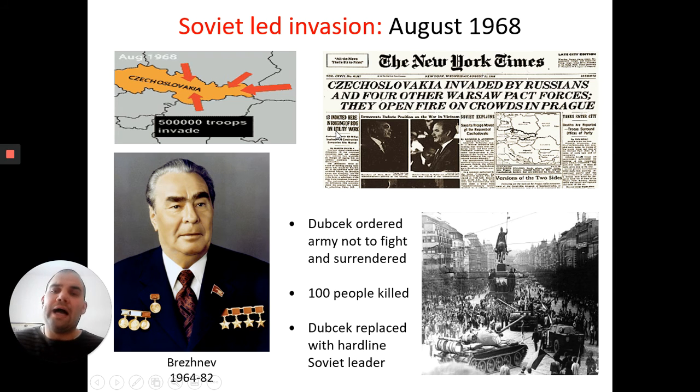When they invade, Dubček very quickly realizes that the Czechoslovakians have no chance of resisting the invasion, so he orders the army not to fight. 100 people are killed in protests anyway, so as the Soviets march on Prague especially, there were people who tried to put themselves in front of the Soviet tanks to stop them.